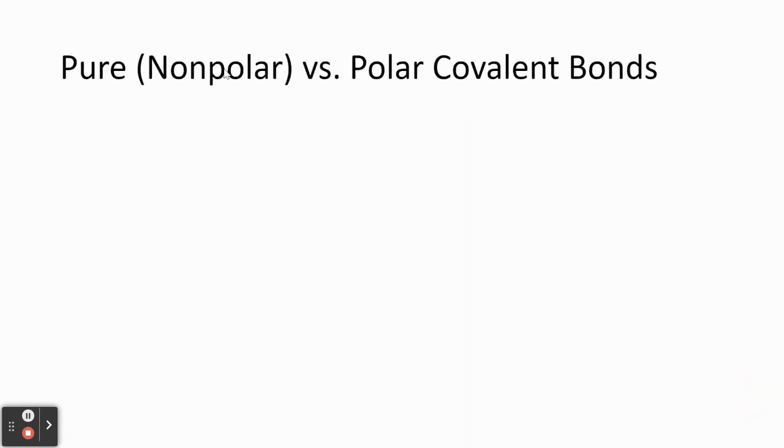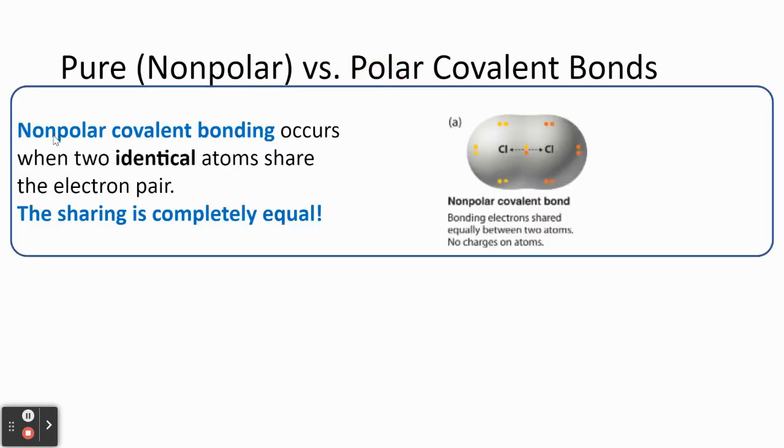So what do we mean when we talk about nonpolar and polar covalent bonds? Nonpolar covalent bonds occur when two identical atoms share electrons. They're going to share the electrons equally between them. So if we had 2 chlorine atoms, they're going to share a pair of electrons equally between them, and we'll have no positive or negative end to that molecule. We refer to that as being nonpolar.